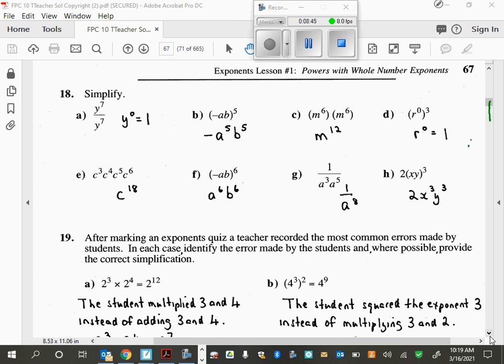I like this one. I wouldn't even write down y to the 0. Anything divided by itself is equal to 1, whether it's a variable or a number. Anything divided by itself is a 1. That's why we cross things out, not because they equal 0, because they equal 1. And 1 times anything is anything. If everything completely crosses out, you need to put 1, not 0 or blank. Sometimes I see blank. Blank is not an answer. You have to put the number 1 there.